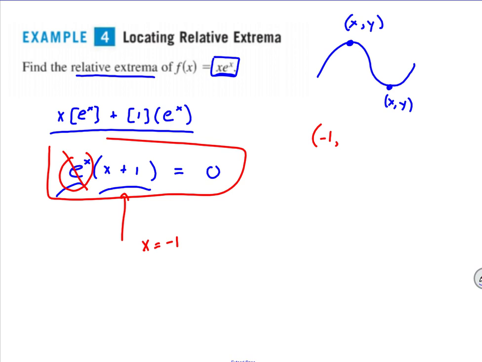And if you plug a -1 into this, you get -1 times e to the -1 power. So you could write the whole thing as -1, comma, -1 over e. So the location of the relative extrema is at x equals -1, and the value is -1 over e. We haven't yet determined if that's a max or a min, and they didn't ask that, so I'm not going to worry about it.